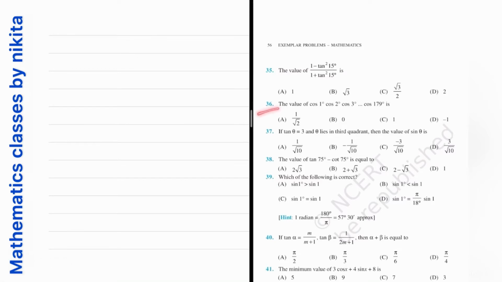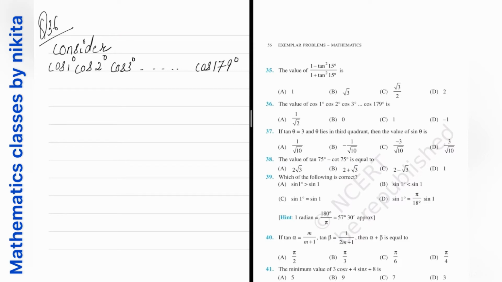Question number 36. The value of cos of 1 degree, cos of 2 degree, cos of 3 degree and so on up to cos of 179 degrees is 1 by root 2, 0, 1 or minus 1. Okay, so question number 36. Now consider cos of 1 degree, cos of 2 degree, cos of 3 degree and so on up to cos of 179 degrees. Again a very easy question.